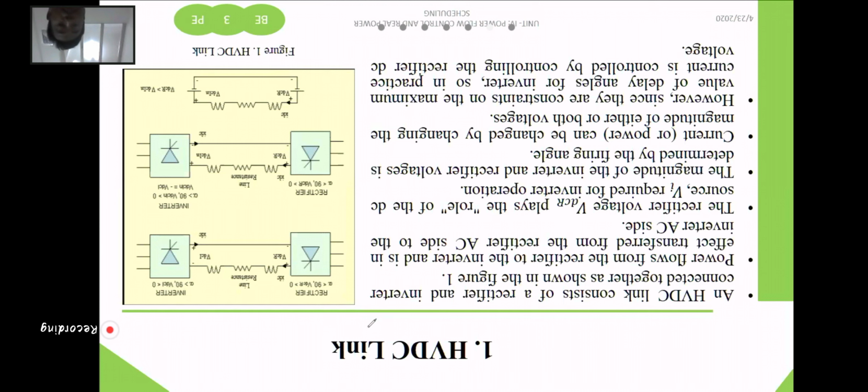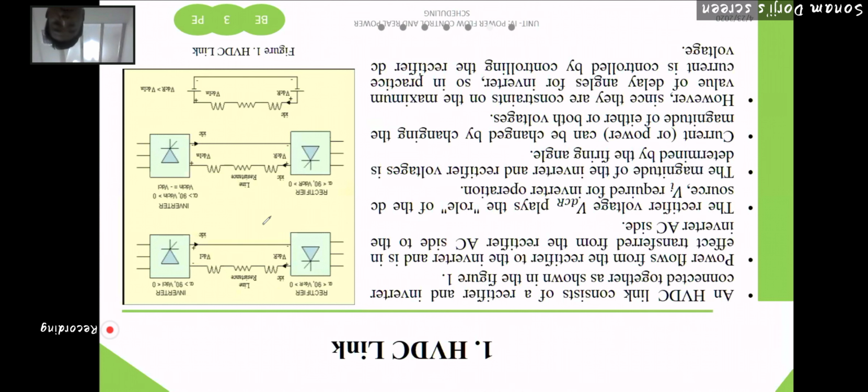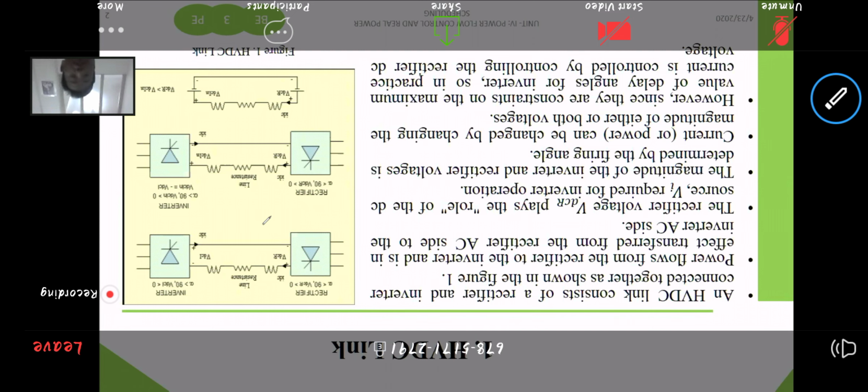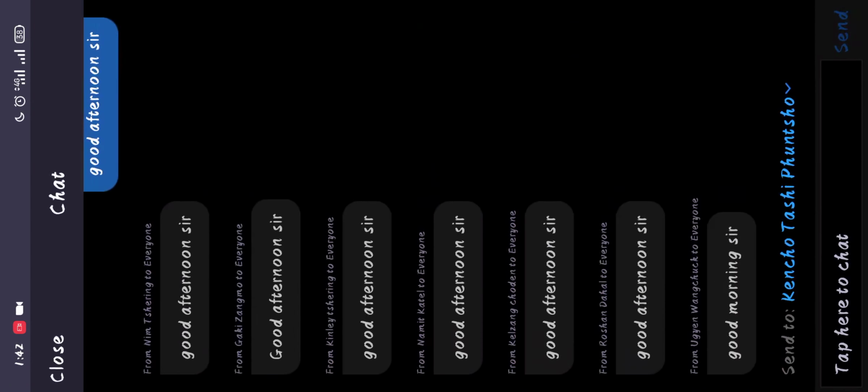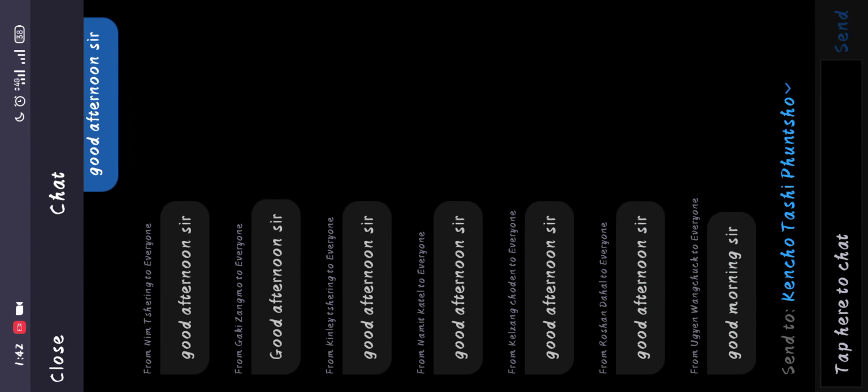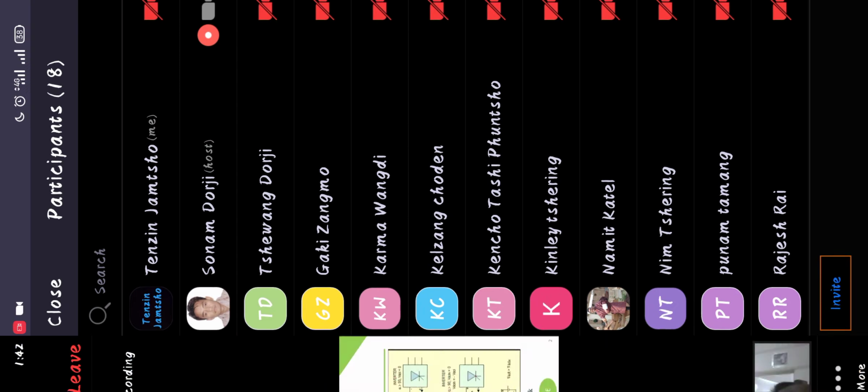But when we talk about the HVDC link, you might have learned about the different types of HVDC link: monopolar, bipolar, and homopolar links, and you will even know these with the block diagram and all. But when we talk about the HVDC link, what do you generally understand by it? Basically you will have two parts. One is the rectifier, and the other one is the inverter.